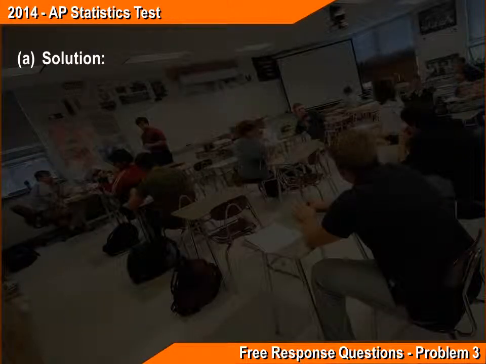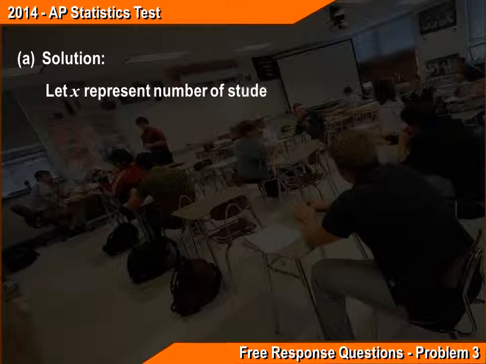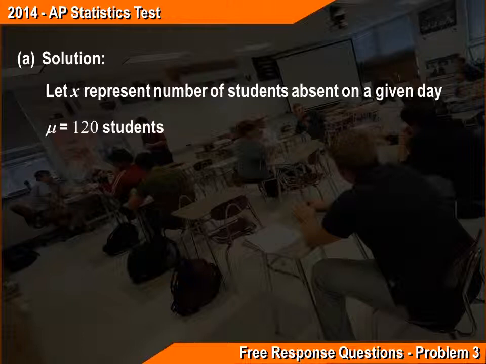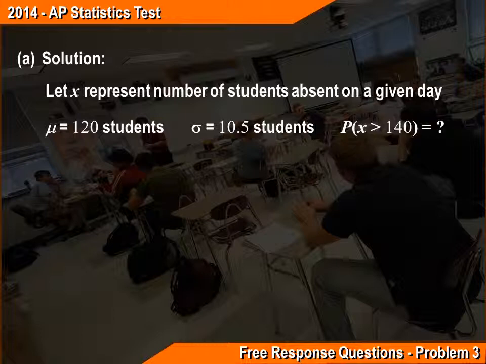To answer this question, let the variable x represent the number of students absent on a given day. The mean is going to be 120 students, the standard deviation 10.5 students, and we are going to determine the probability that the variable x is more than 140.